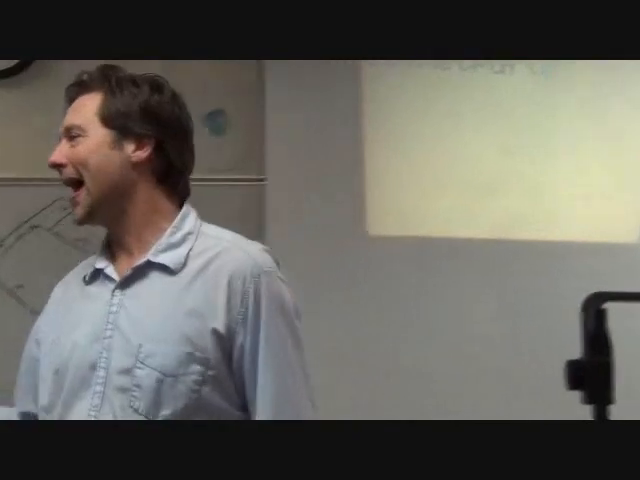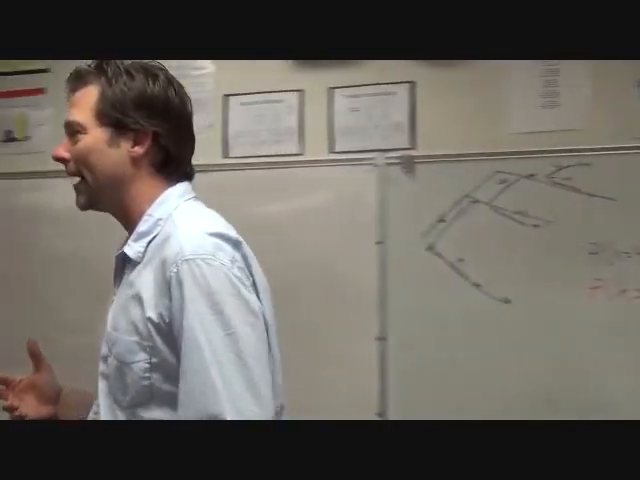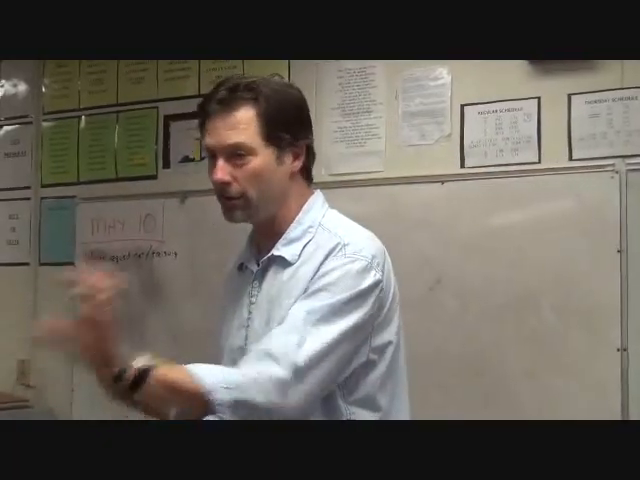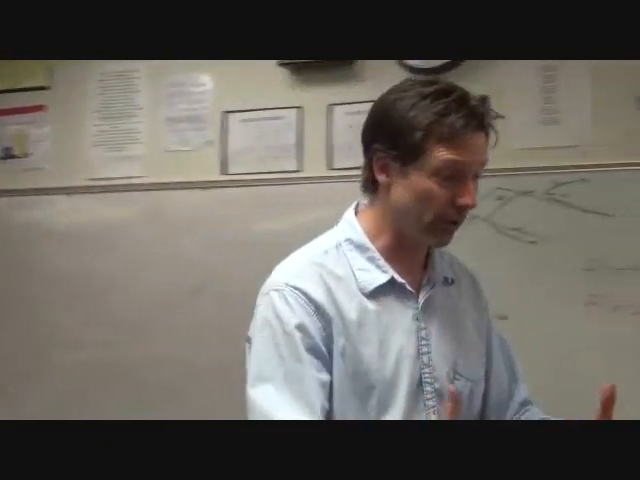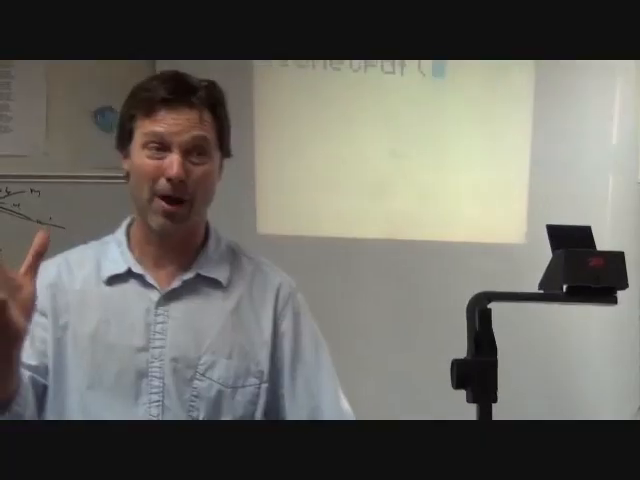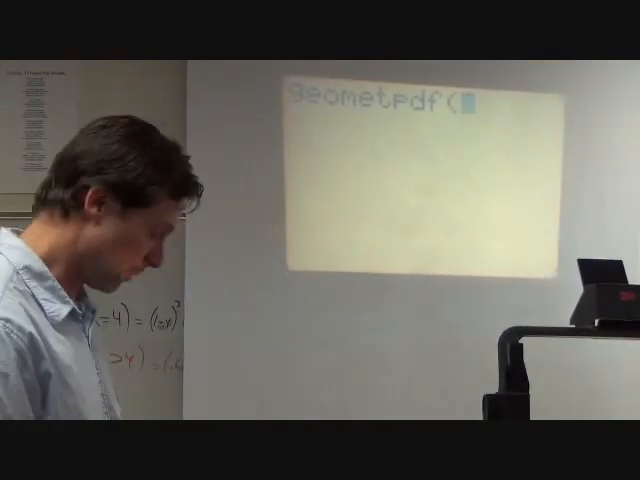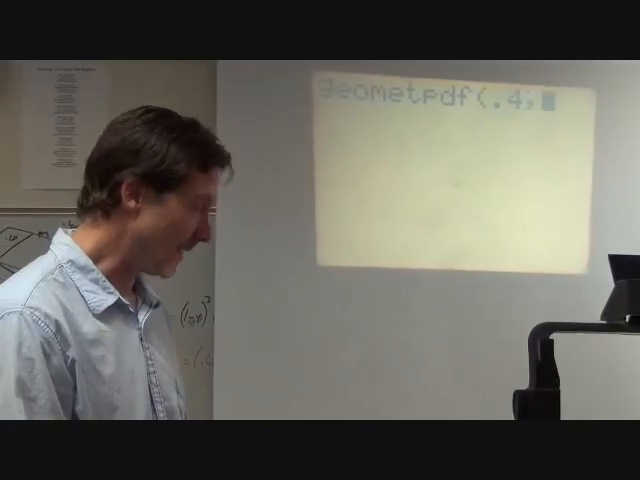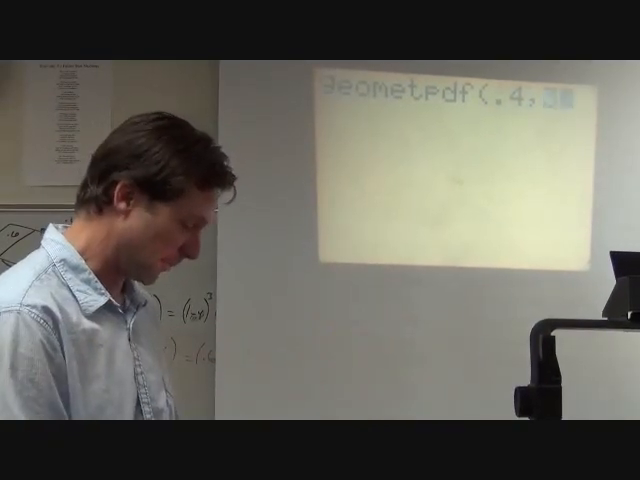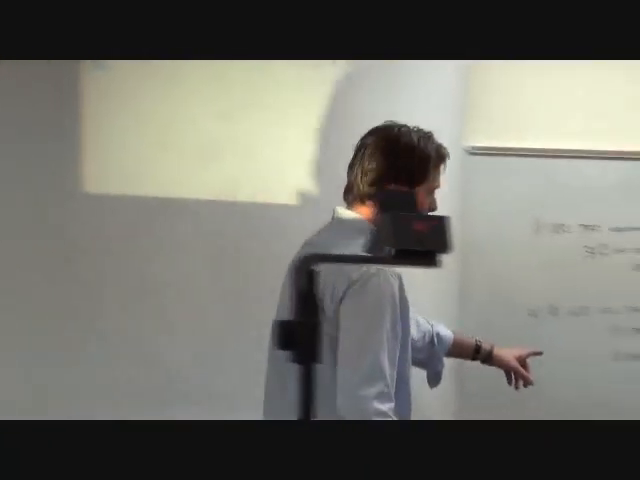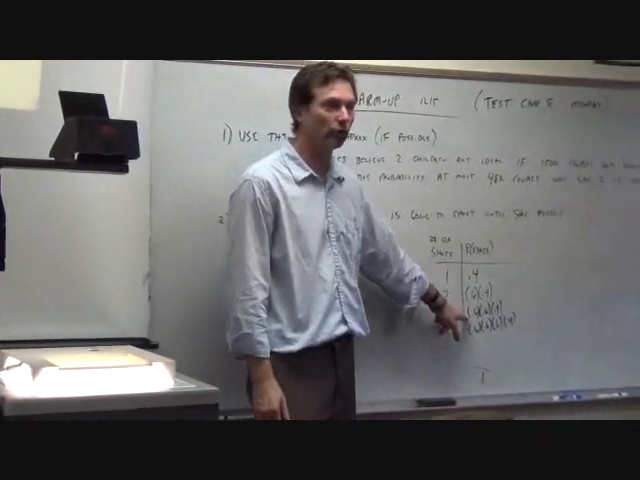So what do we not have in geometric that we had in binomial? We don't have that fixed number of trials, right? Yeah. And that's what we put as the first parameter, so there's nothing to put there. So we just put the probability for success. Now remember, the success probability is when it stops. Okay, so here I have 0.4. And then if I wanted to figure out the probability for 3, 0.144. Isn't that what you guys got here for that?